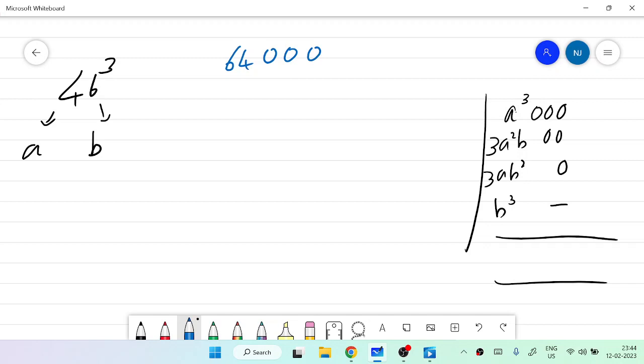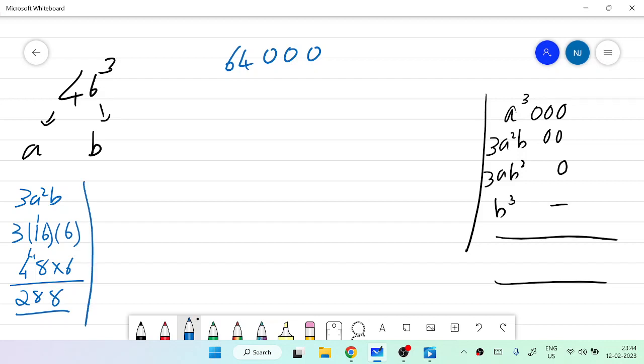And then 3a square b. 3 into a square is 16, into b is 6. Okay. So 16 into 3. 6 3s are 18. 1 3 1s are 3. 48 into 6. 6 8s are 48. 6 4s are 24. 24 plus 4 is 28. 288. So what you have to do is, you have to put 2 zeros. And then you have to put 288 here.